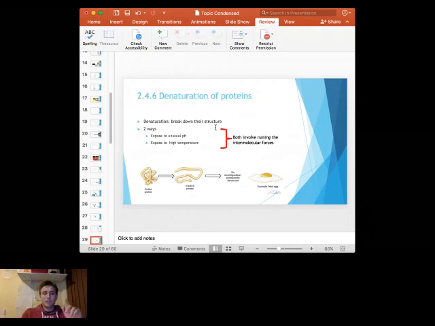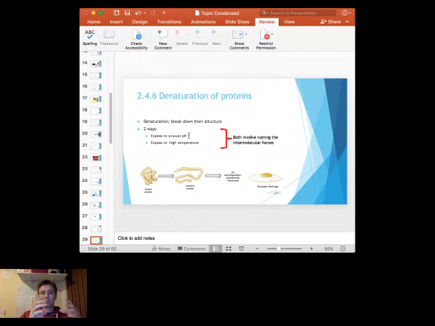There's two ways to do this. Either you can expose the protein to very unusual pH, because you don't have to know what exactly pH means other than the fact that it will mess with these hydrogen bonds that exist inside a protein. Okay, so if you give weird pHs, you'll have weird attraction in the protein, so the protein falls apart.